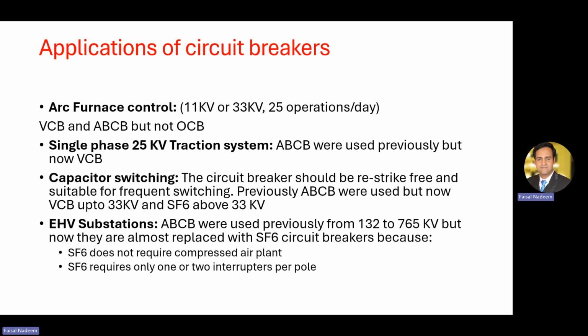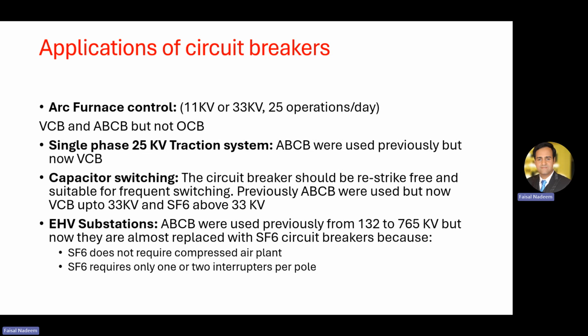Now, in EHV substations, air blast circuit breakers were previously used up to 765 kV. However, now they have been replaced with SF6 circuit breakers because in case of SF6 circuit breakers, we do not require a compressed air plant. For having a blast of air, we need to compress the air beforehand.